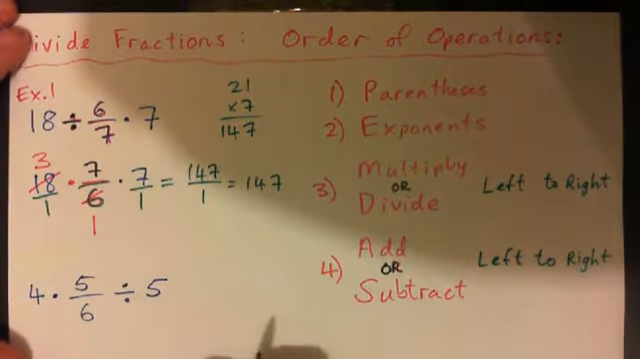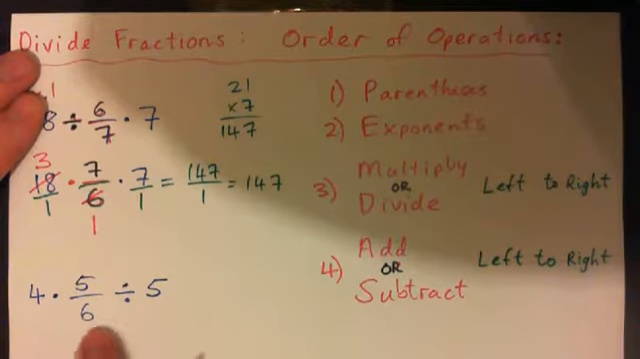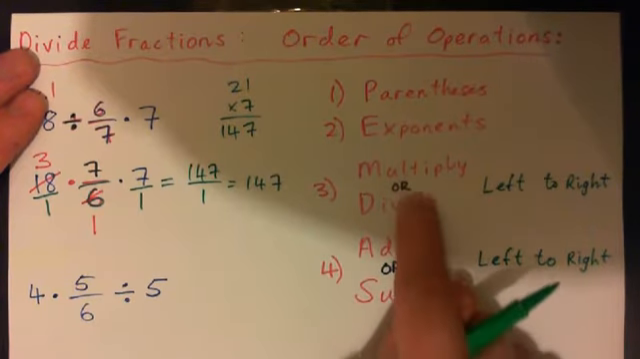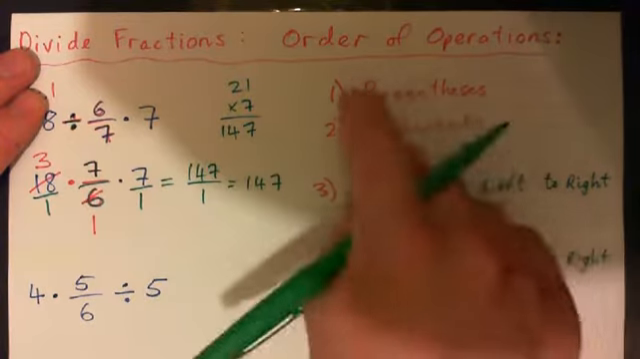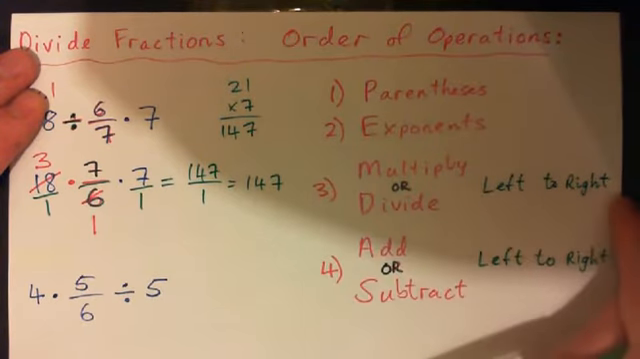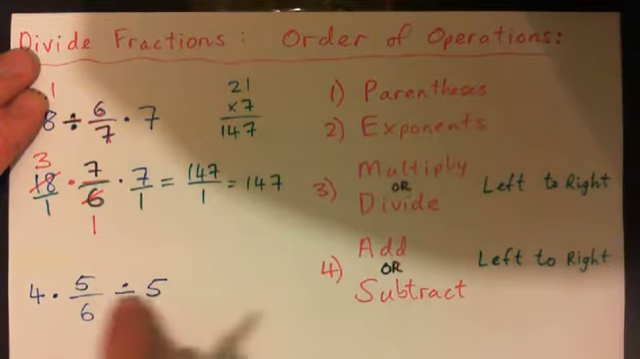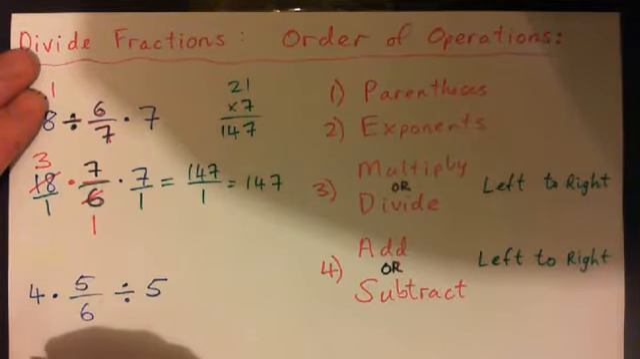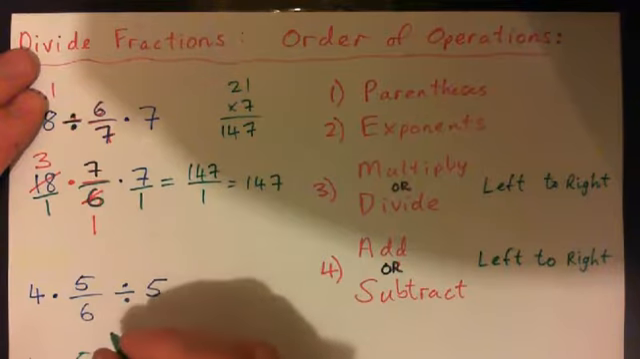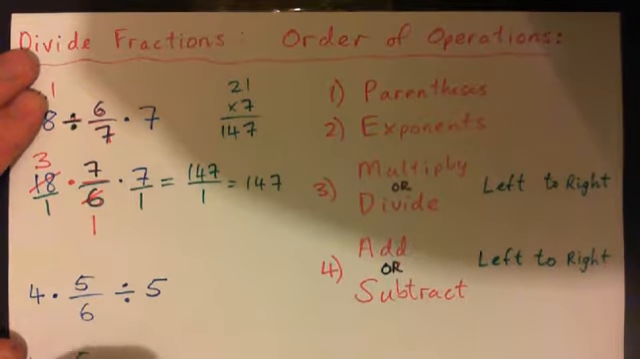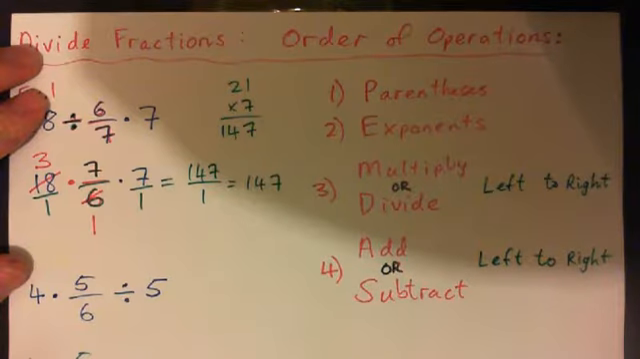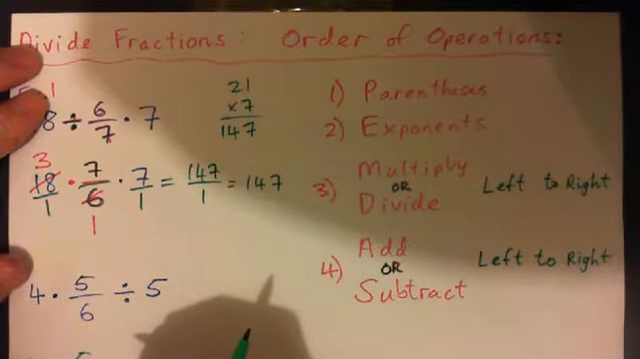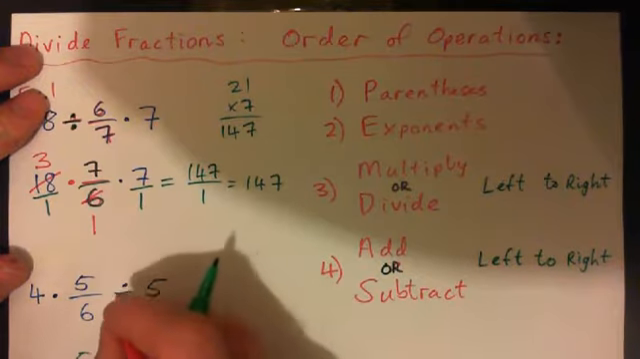Now, what about this guy? 4 times 5/6 divided by 5. We go from left to right. Multiplying and dividing are the same importance. So you do parentheses, then exponents, then you multiply or divide from left to right, then you add or subtract from left to right. So with this guy, I need to multiply 4 by 5/6, and you can write that as 4 over 1 times that, from left to right. And then you're going to divide by 5.